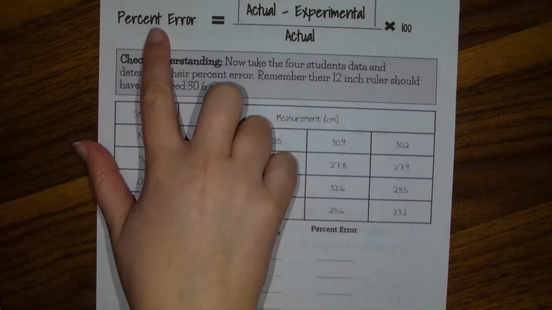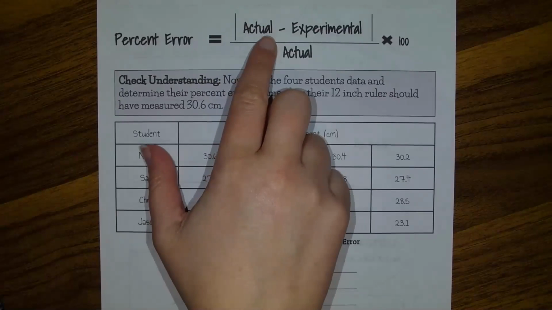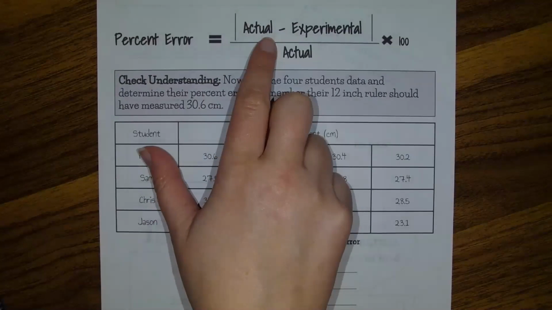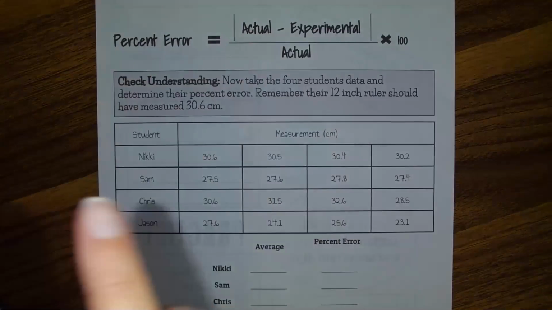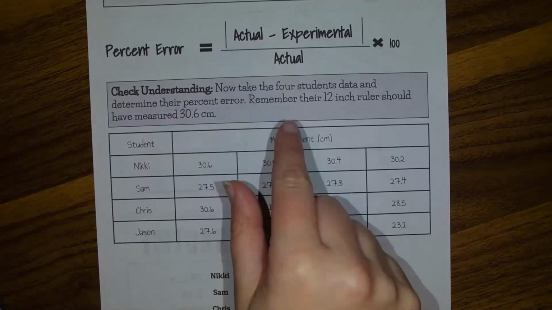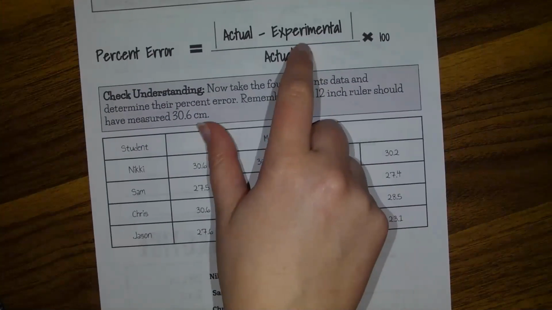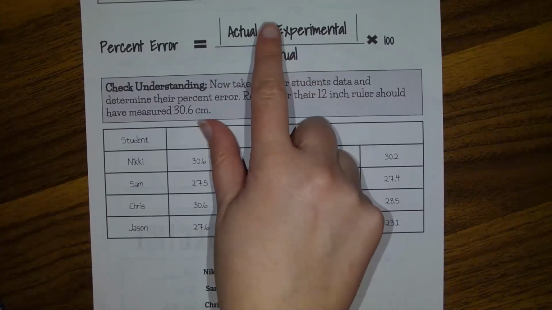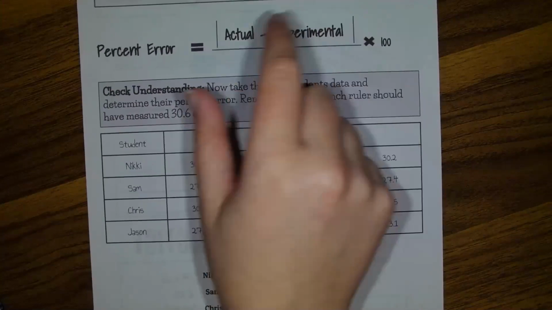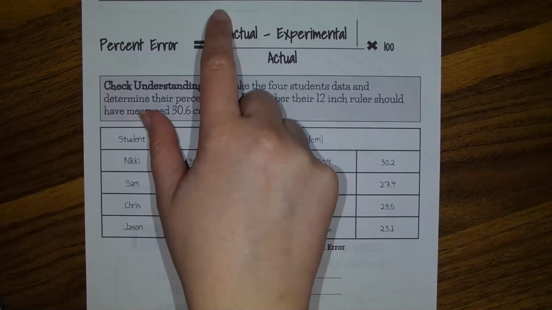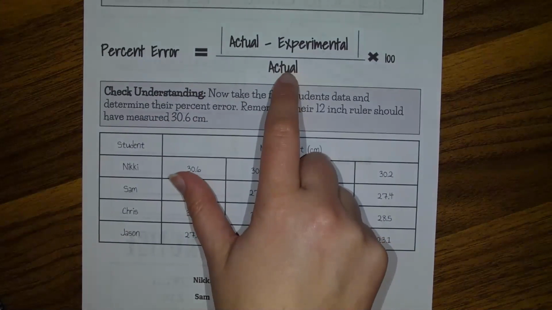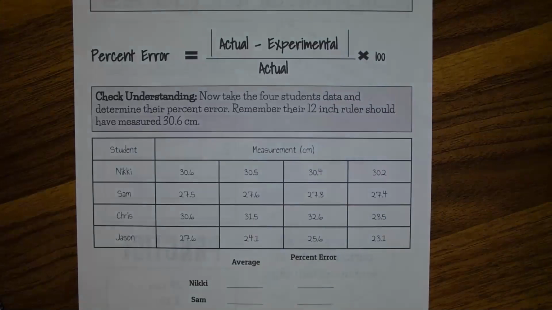So let's look at this. We have percent error is equal to the actual, whatever that is. That could be accepted, given, whatever it's called. That's the actual value, so the number that's usually given to you in the question, minus experimental. And we take the absolute value of both of those. That means it always should be positive, and divide it by actual. Then we multiply this by 100.